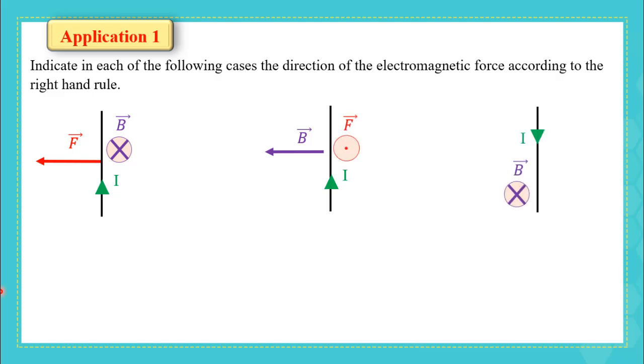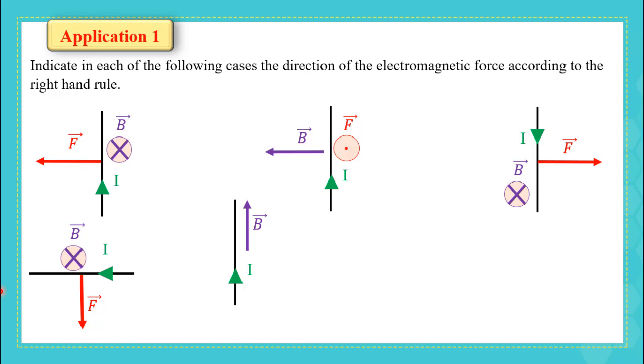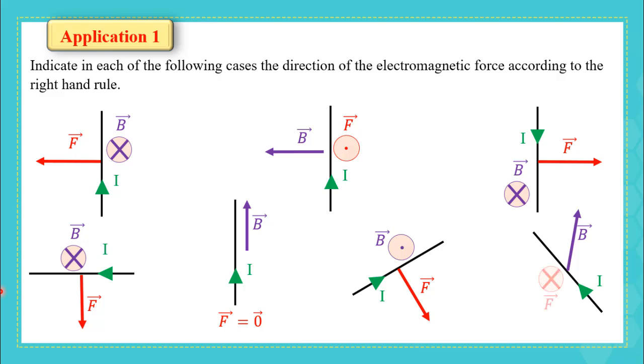Third figure, I is downward, B is inward. By right-hand rule, F is to the right. Fourth figure, I is to the left, B is inward, F is downward. The fifth figure, B and I are parallel to each other, then the angle between them is 0. F is 0. Excellent. Now, I is to the right, B is outward, then F is perpendicular to them, downward. The last figure, F is inward.